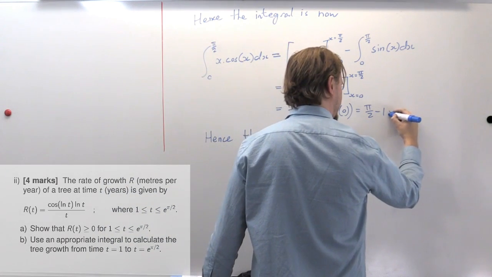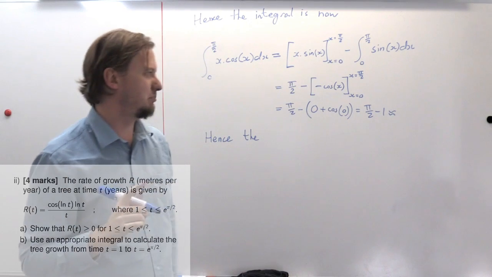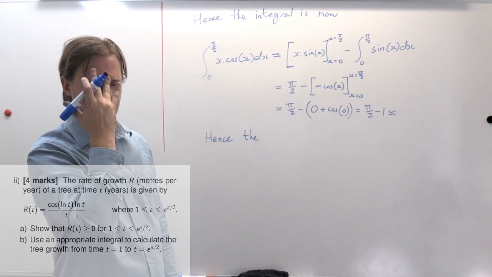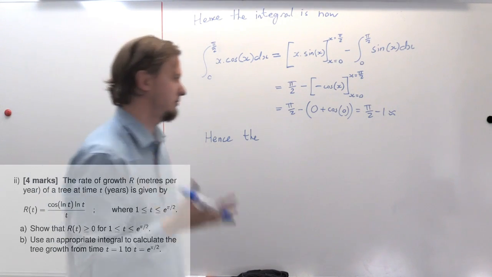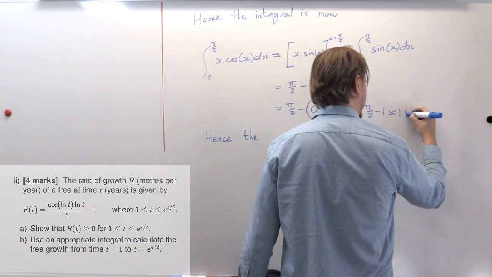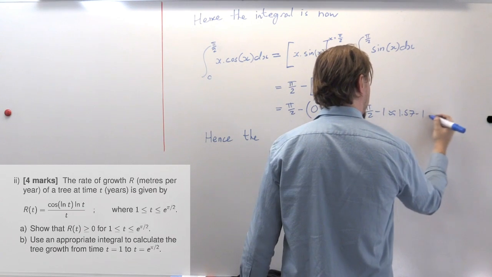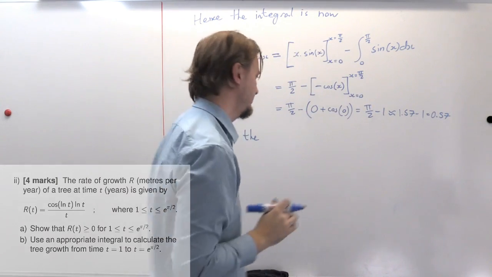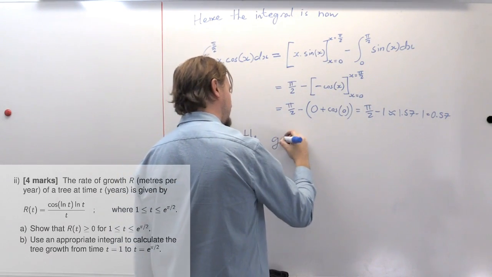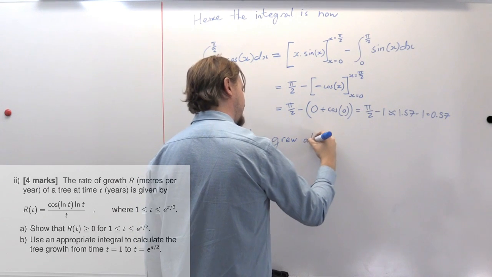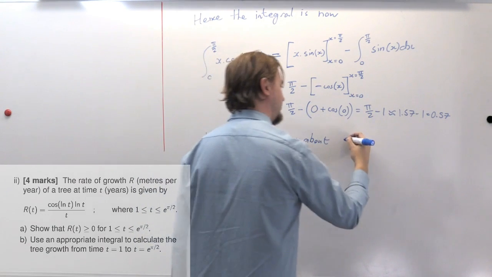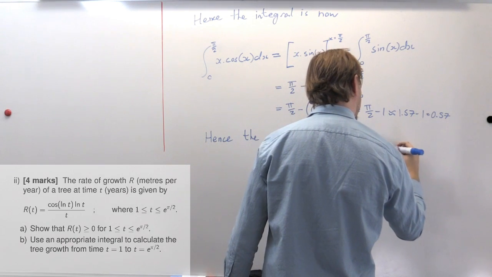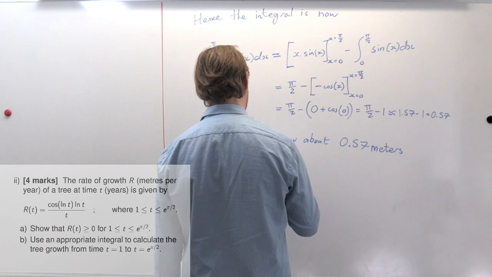This number, well, without a calculator, pi is approximately 3.14. Divide that by 2, I get 1.57. So this is approximately 1.57 minus 1, which is equal to 0.57. So it's a positive number, like I expect. So hence the tree grew about, just because it is an approximation, 0.57 meters over this period.